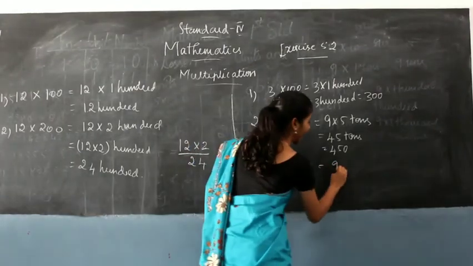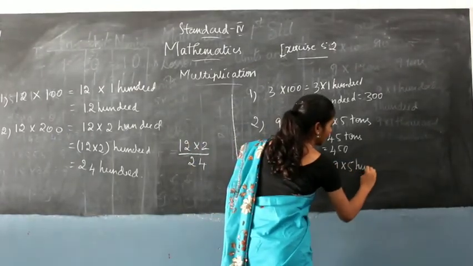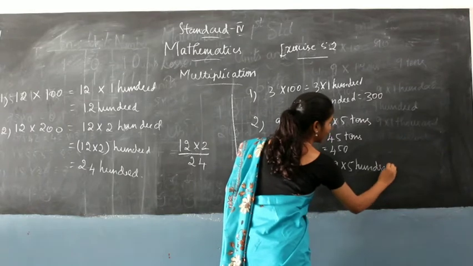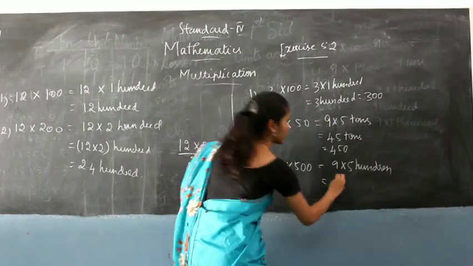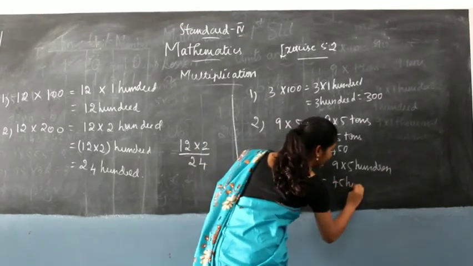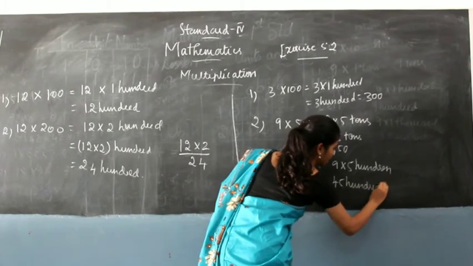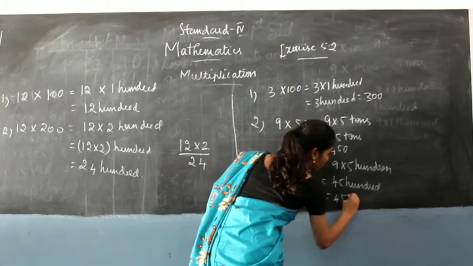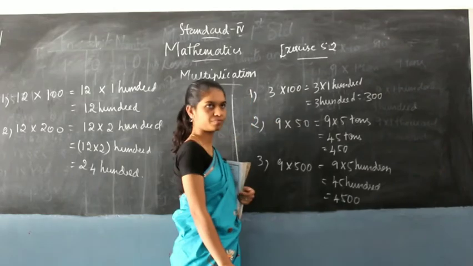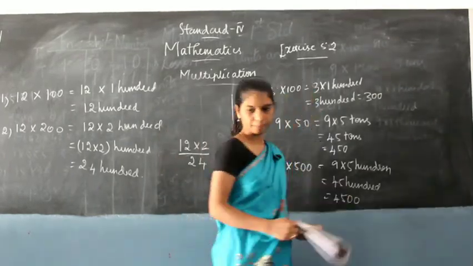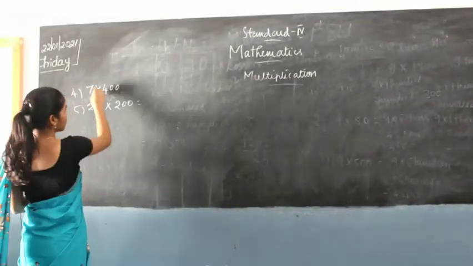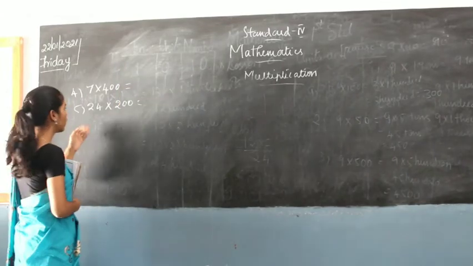Then third one is 9 into 500. So which will give you 9 into 500. 9 5s are 45, right? So 4500, which is 45 into 00. Okay. So fourth one will be your homework. Okay. So now fifth one.